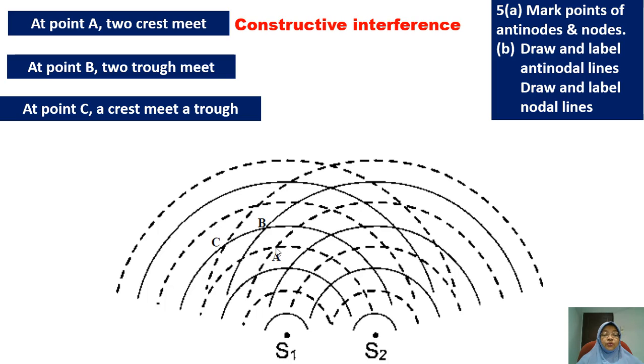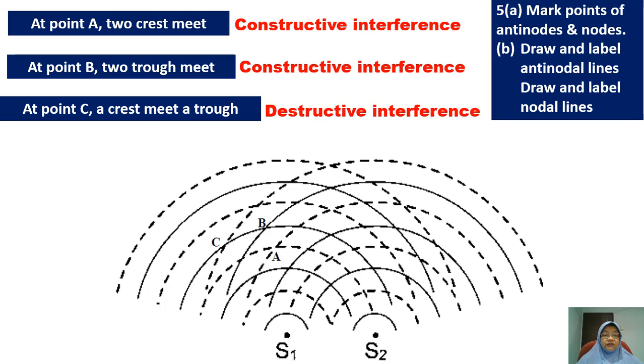At point B, two troughs meet. So we get constructive interference. At point C, a crest meets a trough. So this is definitely what we call destructive interference.